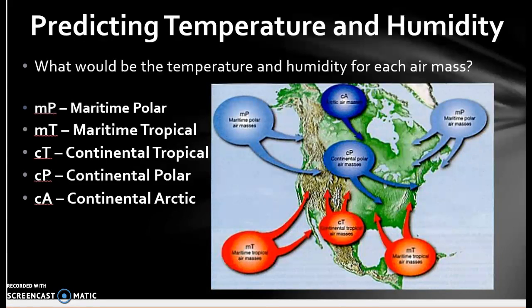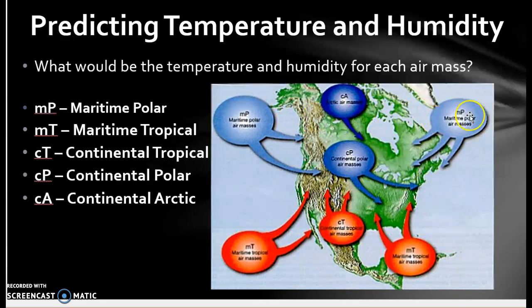So we have 5 different combinations that we can have for naming air masses. We have maritime polar, maritime tropical, continental tropical, continental polar, and continental Arctic. And so if you look on the map, you can see their origin. If one originates right here, where I'm pointing, over the ocean, we would call it maritime. And if it originates up near the poles, like this one, then we would call it polar. So we put the two together and we would call it lowercase m, capital P, maritime polar.